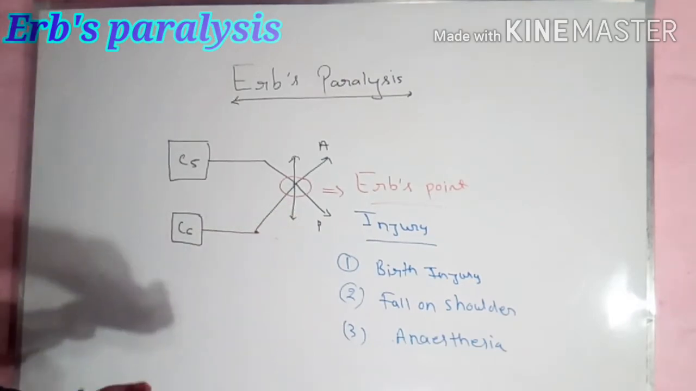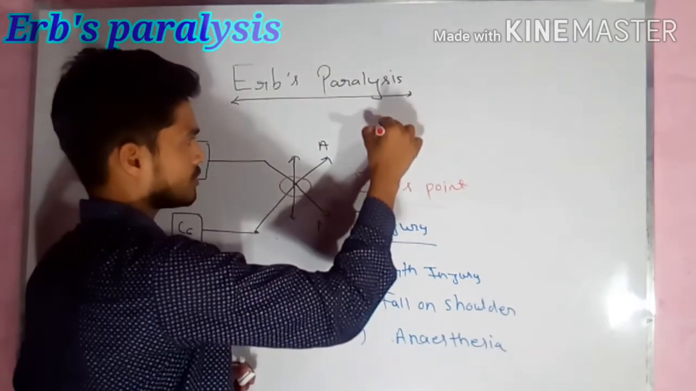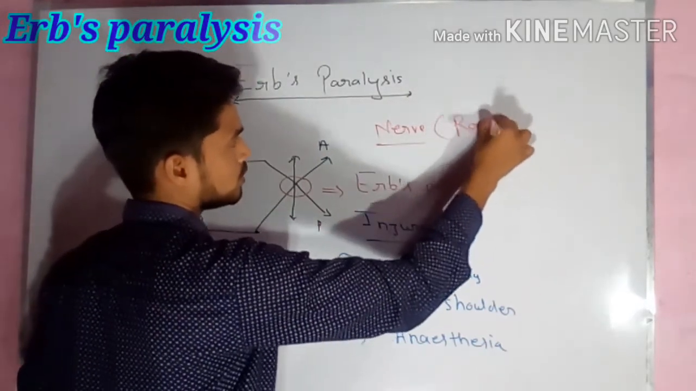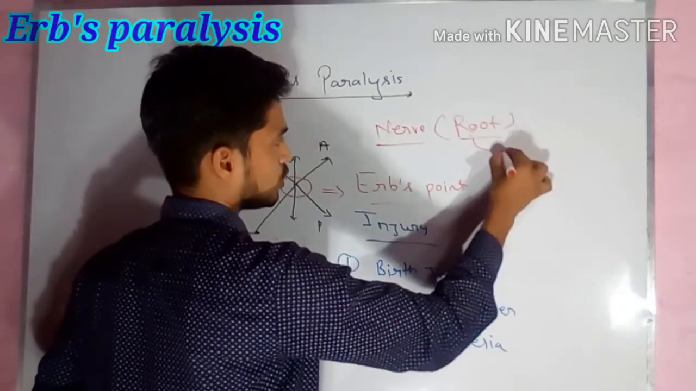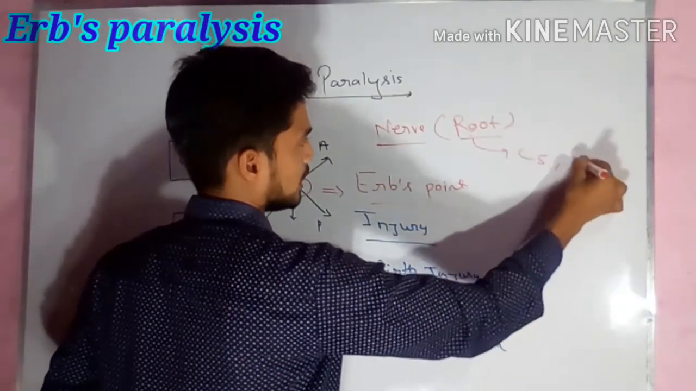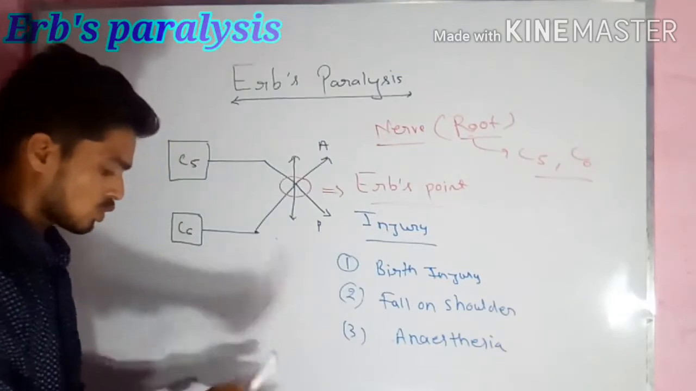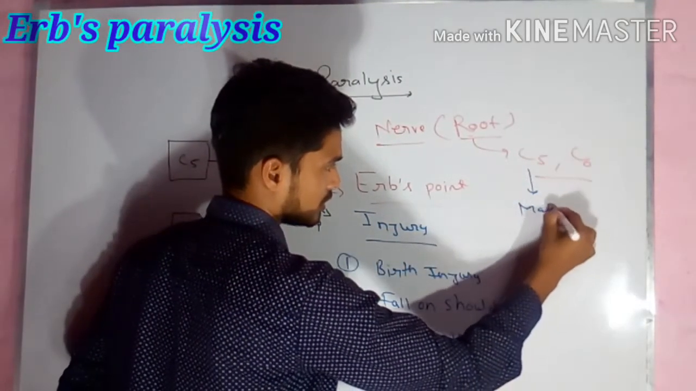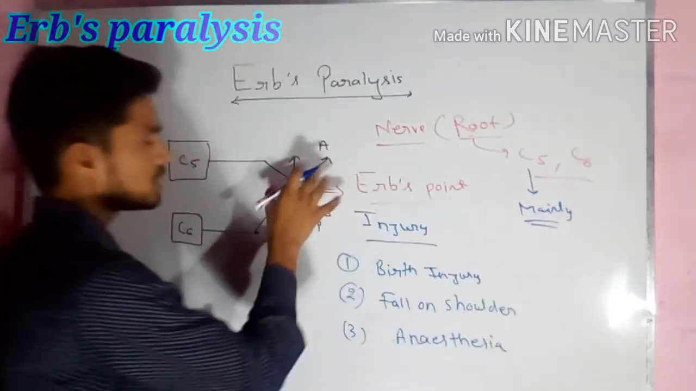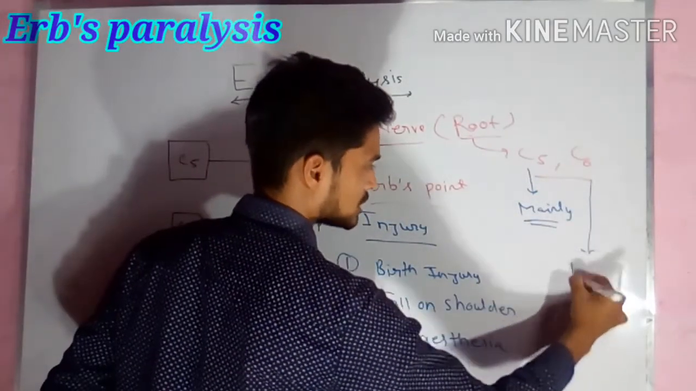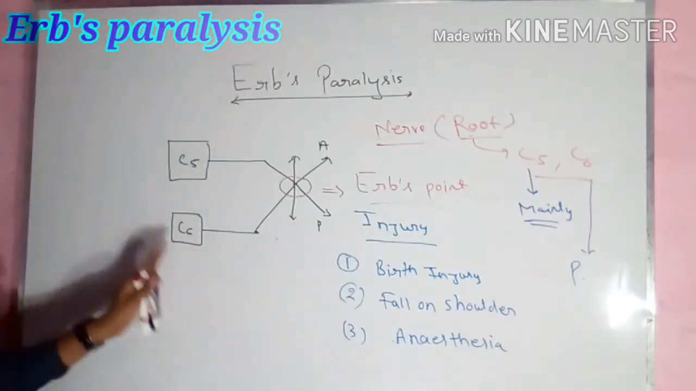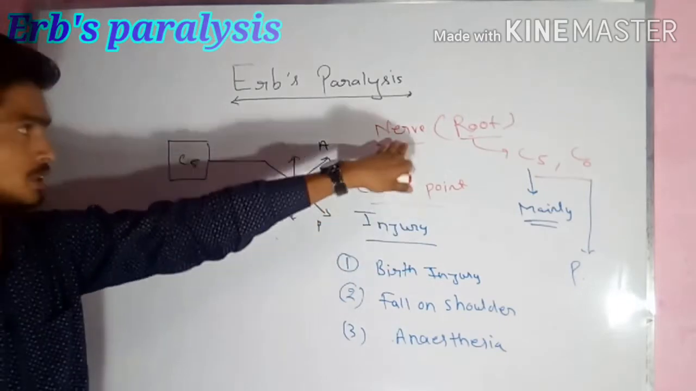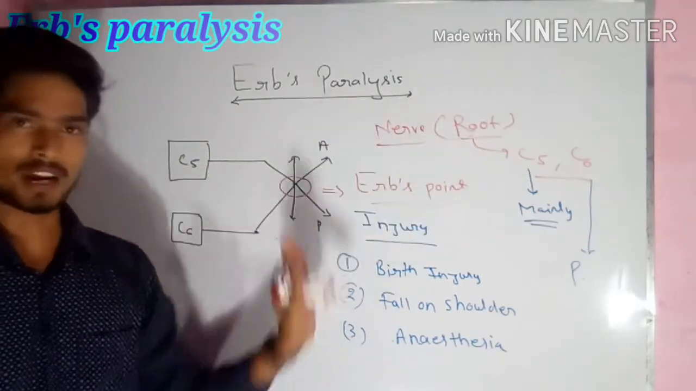Okay, and the second one is nerve, means root value. Which nerve roots are involved in this? C5 and C6. Okay friends, so C5 is mainly involved in Erb's paralysis, but C6 is partially involved. Okay friends, so this is about Erb's point and the injury of Erb's paralysis. Okay, and the nerve roots involved.